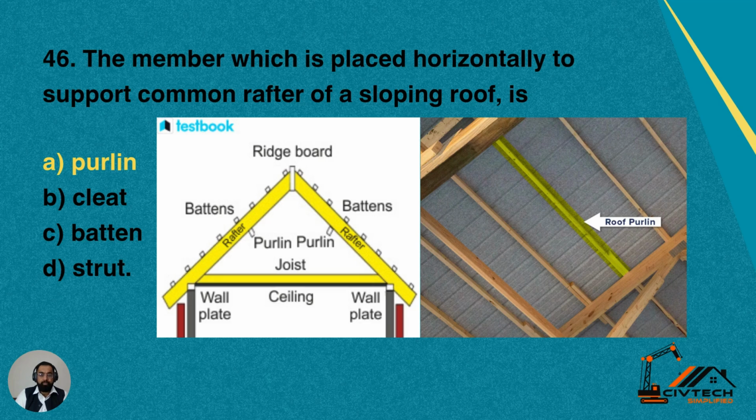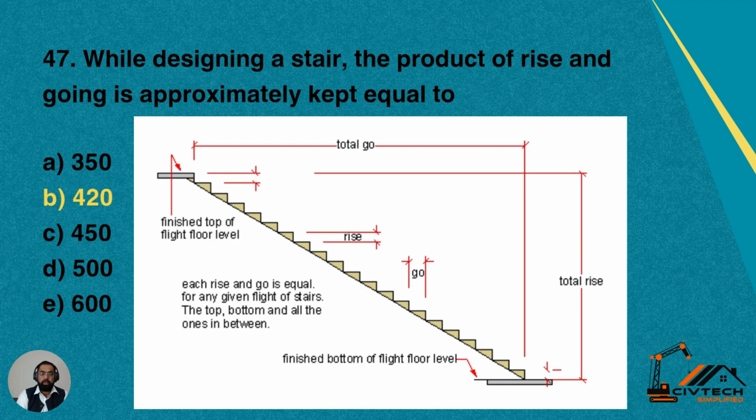horizontally to support the rafter is called number A, purlin, number B, cleat, number C, batten, number D, strut. So answer for this question is purlin. You can see on our right side, this has been explained. These major members, the larger members are called rafters, and to support those rafters, we provide roof purlins, and on top of that roof purlins, then the filling material is placed.